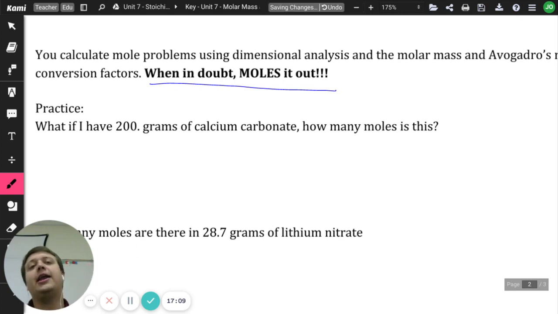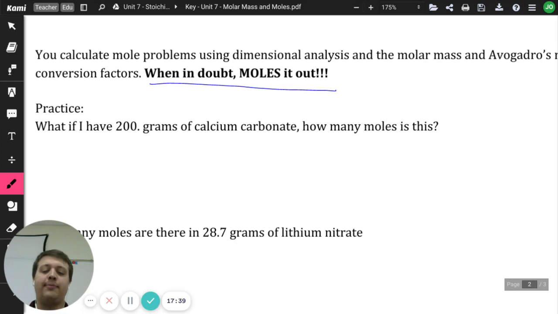Now, what I mean by that is when you don't really know what to do, solve for moles first. Why do I solve for moles? Well, because moles is a common conversion between anything, right? We know grams per mole, grams for every 1 mole. We also know how many atoms there are in 1 mole. And so we can use that as a common place to go from one thing to another thing, okay? So when in doubt, moles it out.